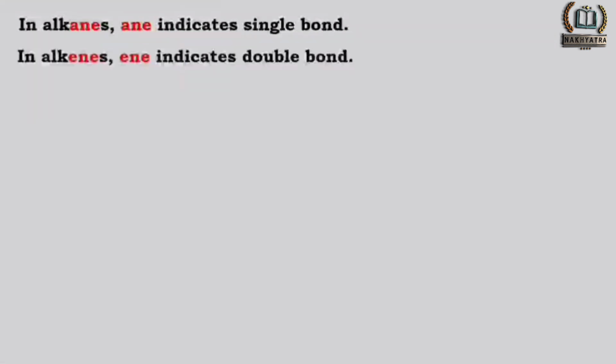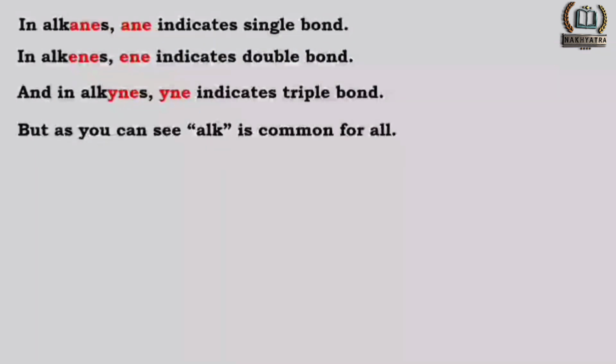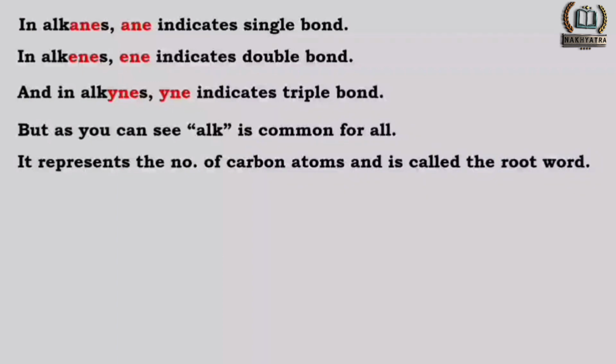Now see, in alkanes, the suffix ane indicates single bond. In alkenes, the suffix ene indicates double bond. And in alkynes, the suffix yne indicates triple bond. But as you can see, alk is common for all. So it represents the number of carbon atoms and is called a root word.